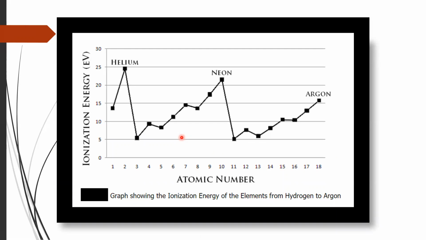This is the ionization enthalpy graph moving from atomic number 1 to atomic number 18. As you can see here, helium, neon and argon have the noble gas configurations, which have higher ionization energy than the rest of the elements from atomic number 1 to 18. These graphs are very important. From this, the MCQs are asked.